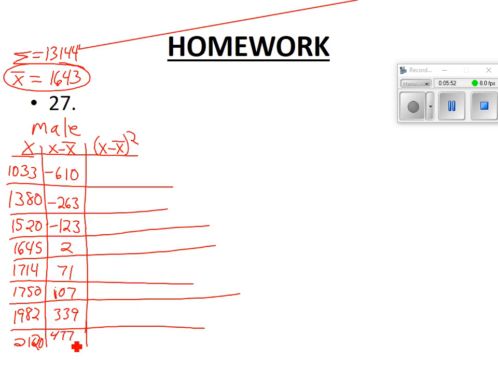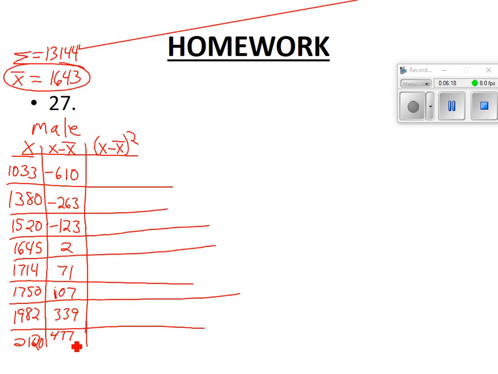Now, if we start to square, somebody square this first one, negative 610. Knowing when you square it, it should be a positive, right? 372,000. Do we really want to write down all these numbers? Because these are going to be big, aren't they? The only ones that aren't going to be really, really big are maybe these three right here. All the rest of them are going to be pretty big numbers, and that's a lot to write down.